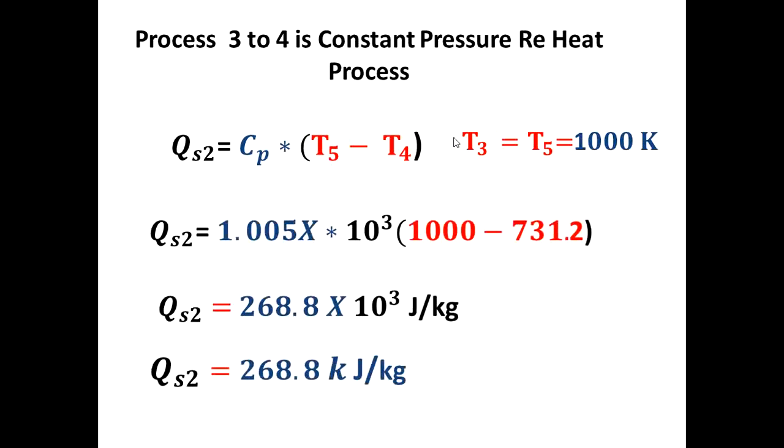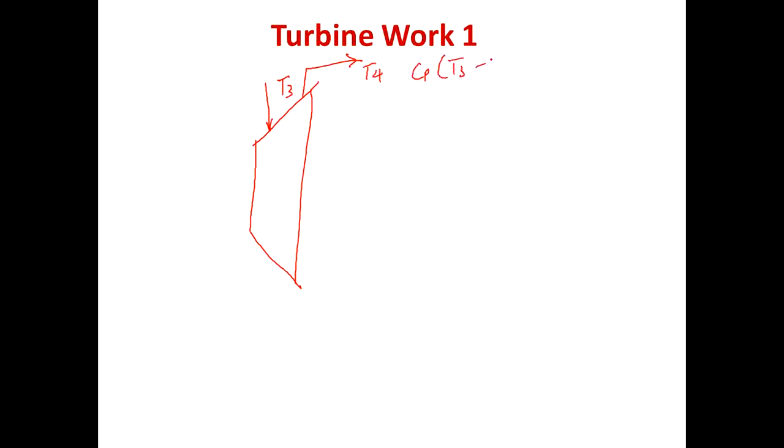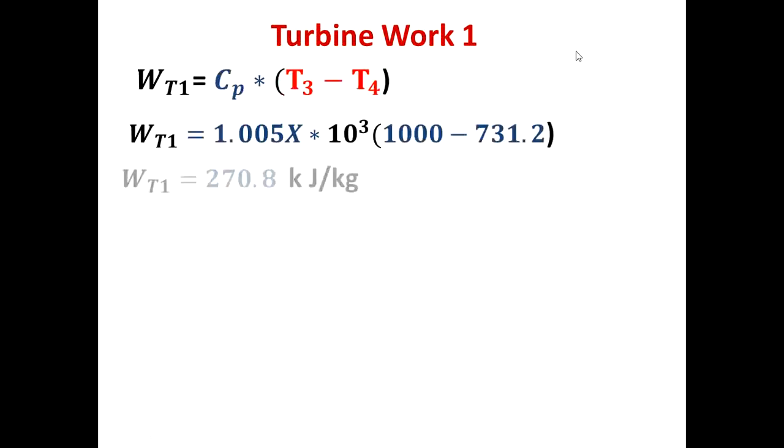That is 268.8 kilojoules per kg. Turbine work 1 will be like this. You are getting with the temperature T3 dropping to the temperature T4. Therefore, Cp into T3 minus T4 is turbine work 1. You put all the values, the temperatures you have noted down, and then you will get the turbine work 1.